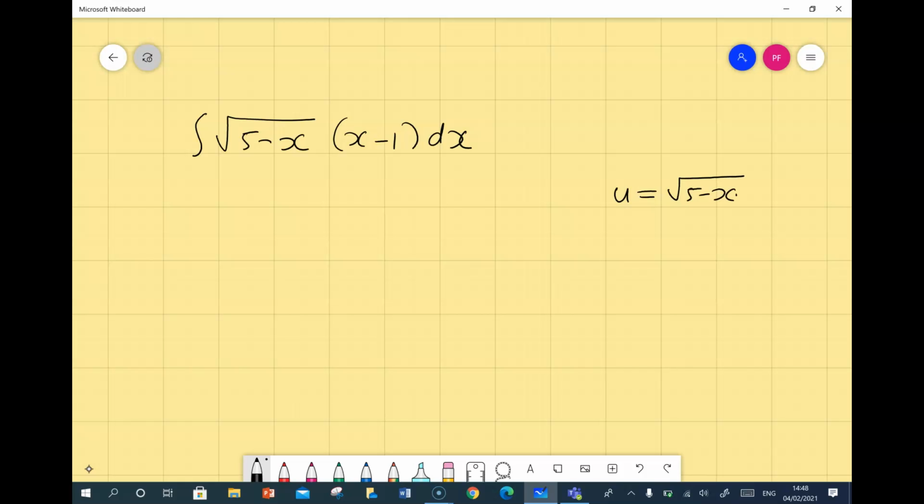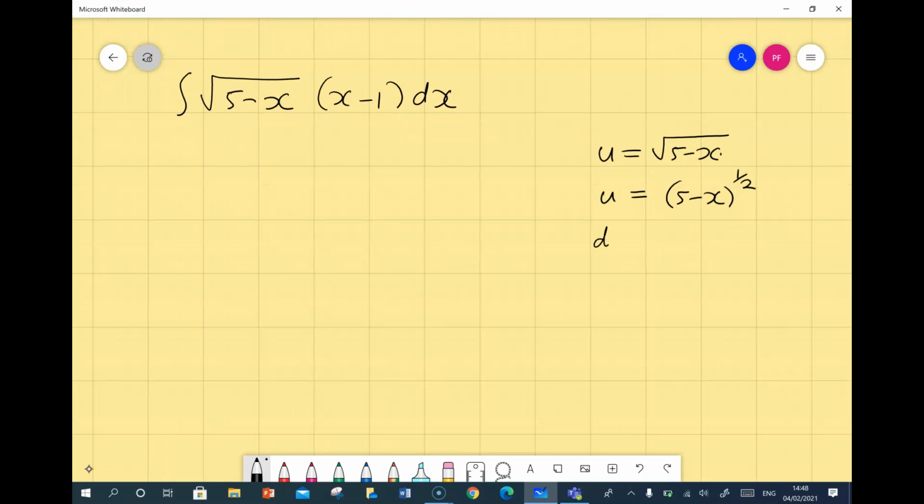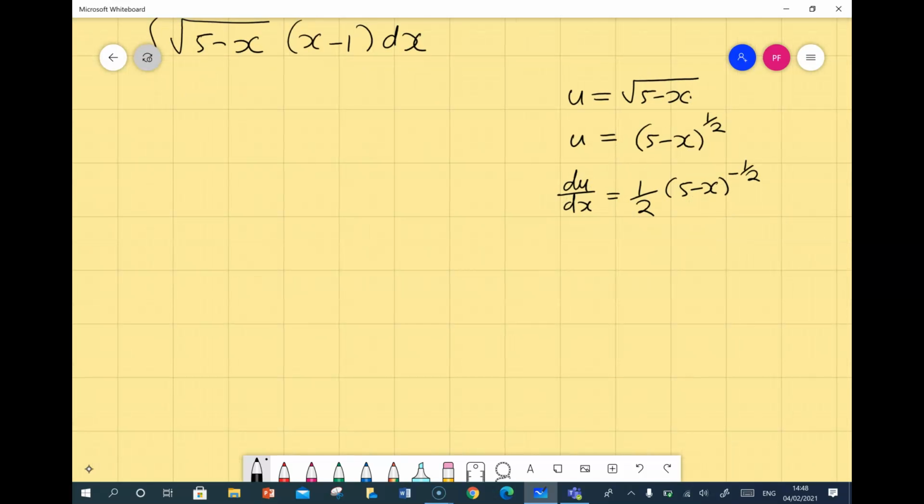Okay, so just going to rewrite that before I differentiate it. 5 minus x all to the power of a half. Now, don't forget your chain rule. So I differentiate that. du/dx equals a half times 5 minus x to the power of negative a half. Okay, minus means it should be underneath the line.